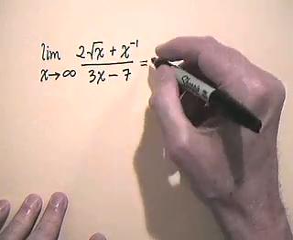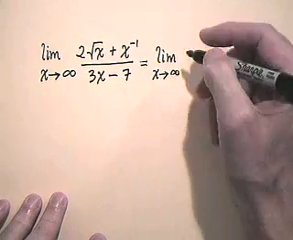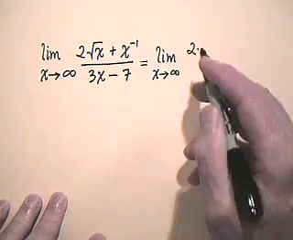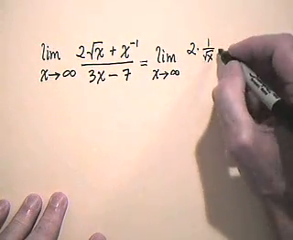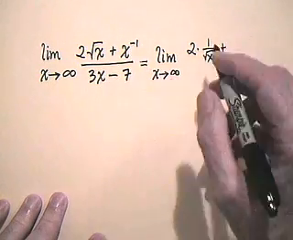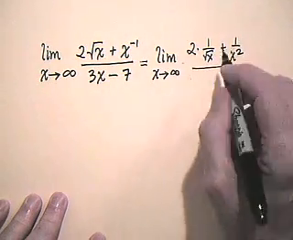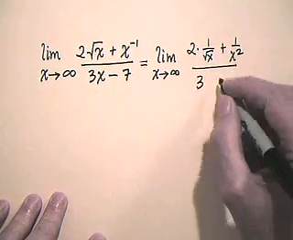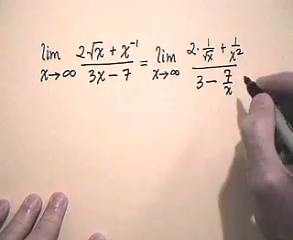And so we have the limit as x approaches infinity of 2 times square root of x over x, which is 1 over square root x, plus x to the negative 1 divided by x, we could say that's 1 over x squared. And 3x divided by x is simply 3, minus 7 divided by x.